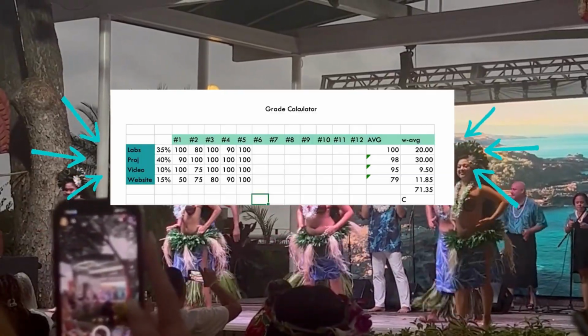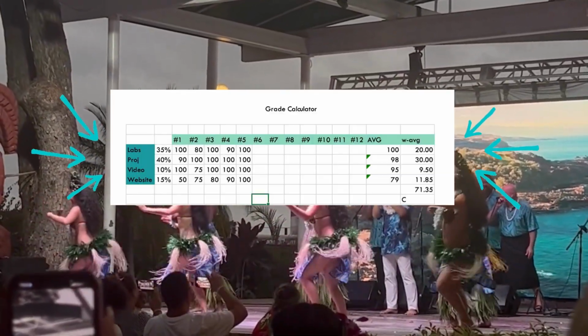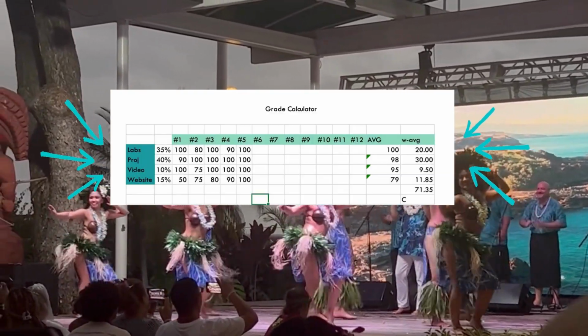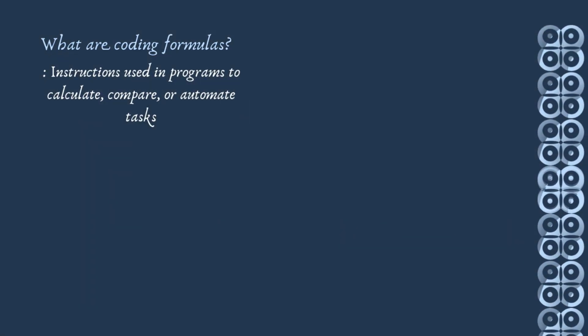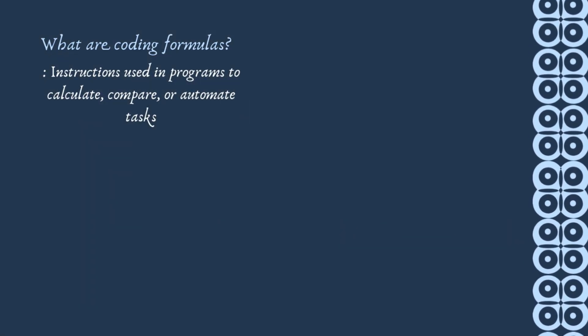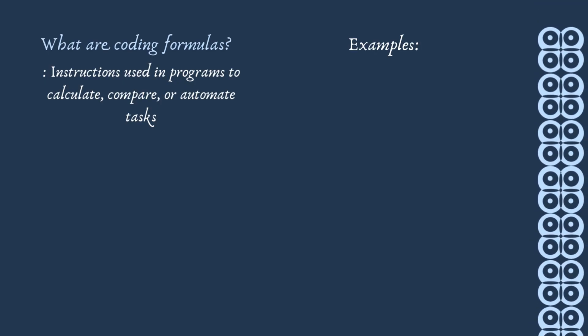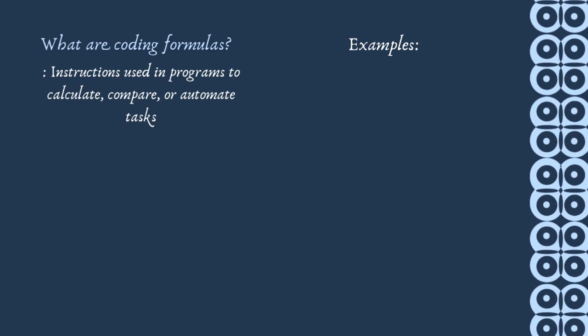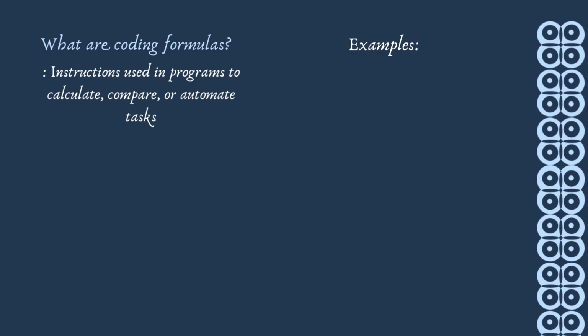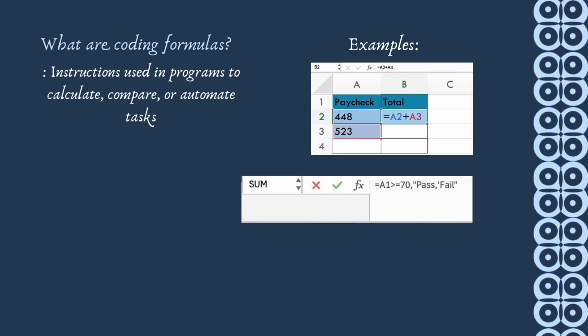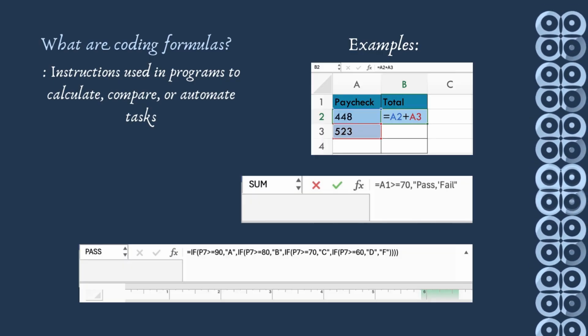Here is a grading calculator, a perfect example of formulating through Excel. Today I'll educate you on how to achieve this result. But first, what are coding formulas? Coding formulas have instructions on how programs calculate, compare, and automate certain tasks. On the right are 3 examples that I'll be talking about: simple formulas, if functions, and nested if functions.